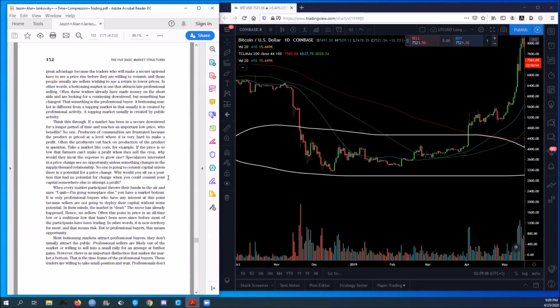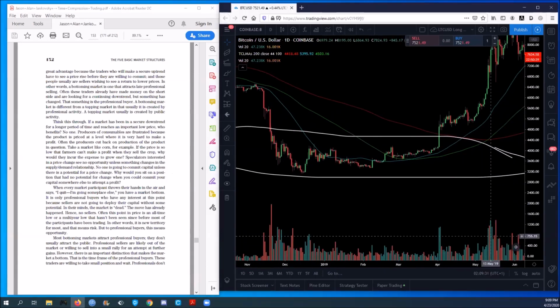When every market participant throws their hands in the air and says, I quit, I'm going someplace else, you have a market bottom. It's only professional buyers who have interest at this point, because sellers are not going to deploy their capital without some potential. Were these professional buyers? Do you see accumulating of professional buyers in significance relative to other buying that's taking place? Look at how much buying came in after the move took place. Interesting.